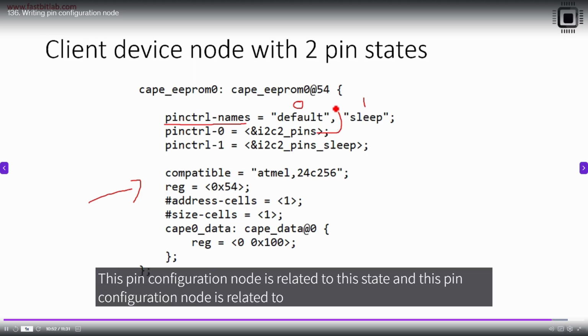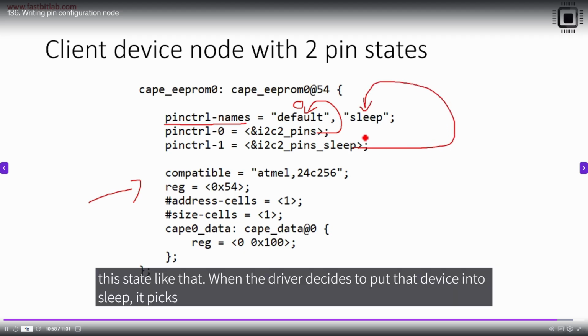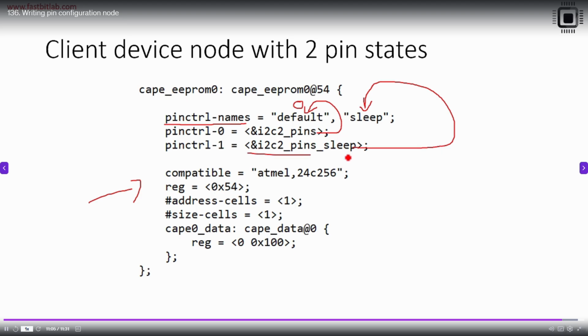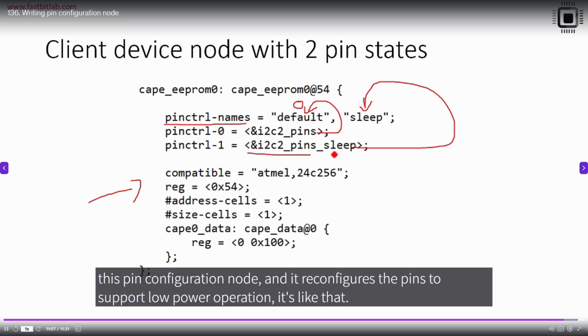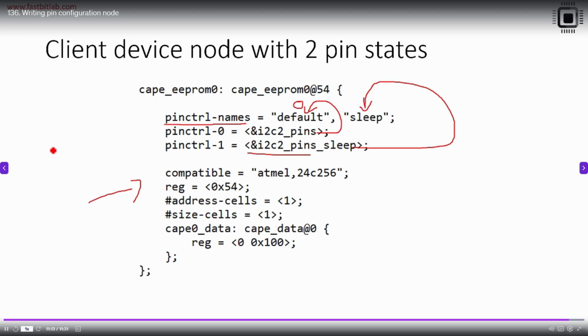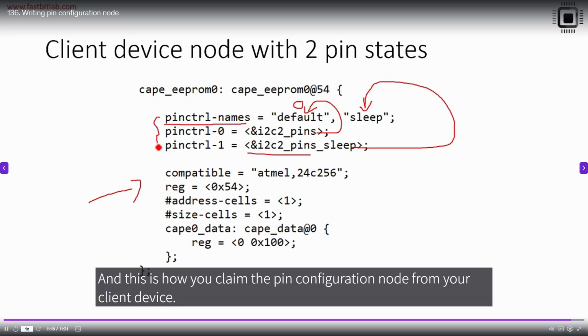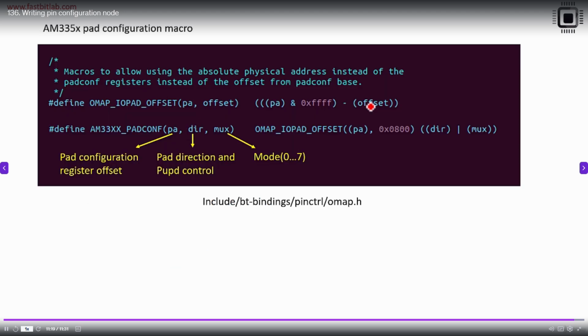This pin configuration node is related to this state, and this pin configuration node is related to this state, like that. When the driver decides to put that device into sleep, it picks this pin configuration node and reconfigures the pins to support low power operation. It's like that. And this is how you claim the pin configuration node from your client device.